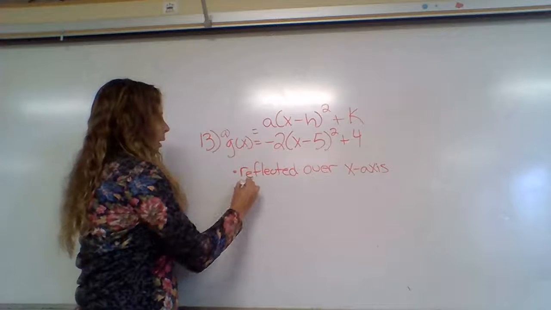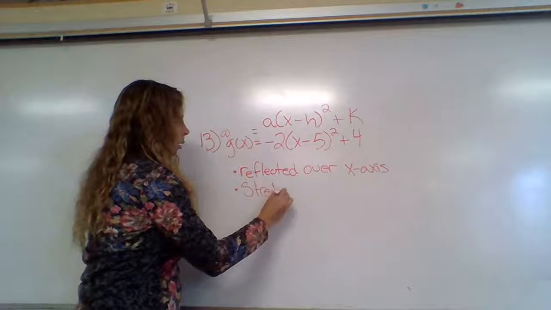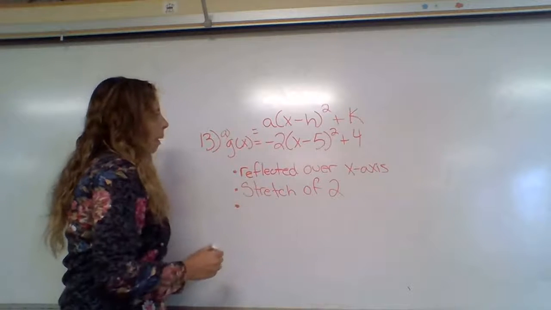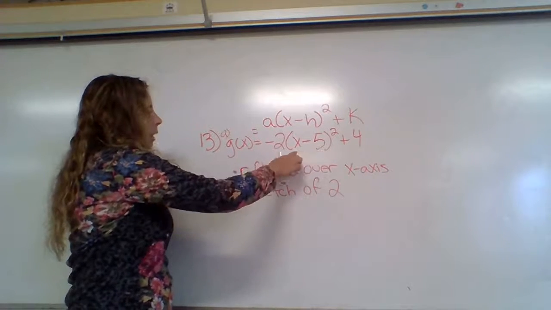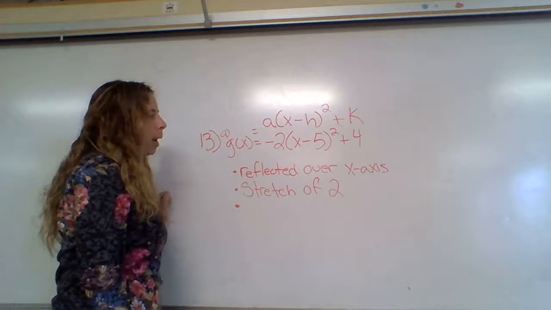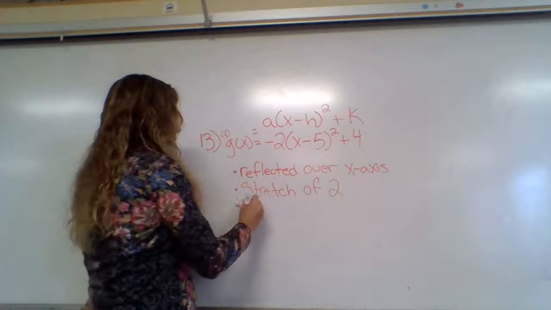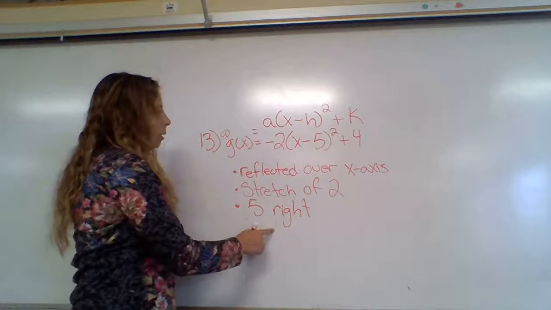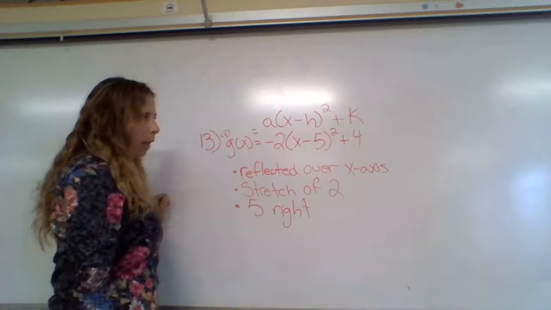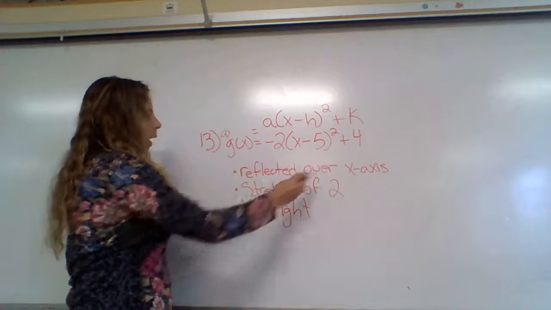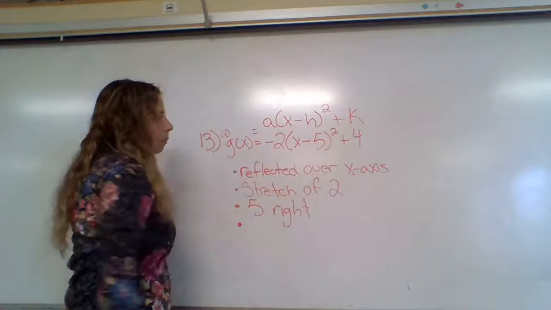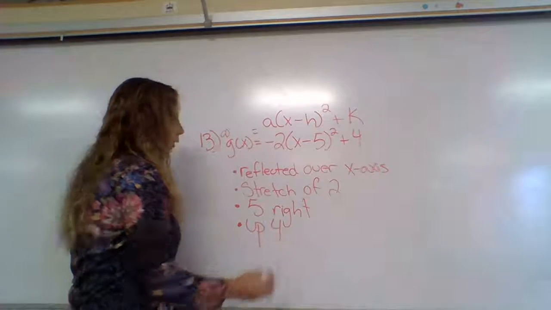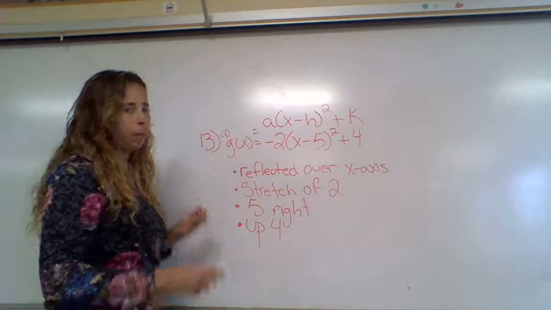Okay, the 2, so there's a stretch of 2. Whatever is inside with the x moves it either left or right. So x minus 5, we move 5 right. 5 to the right. If it was positive, we would move 5 to the left. And then k is up or down. So we go up 4. Up 4. If it was negative, we would go down 4. Okay?